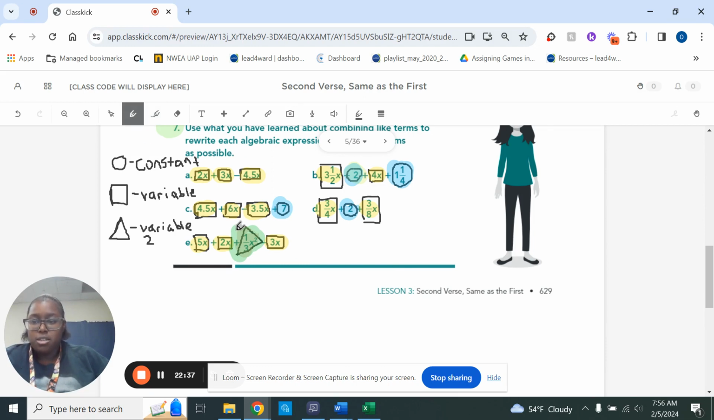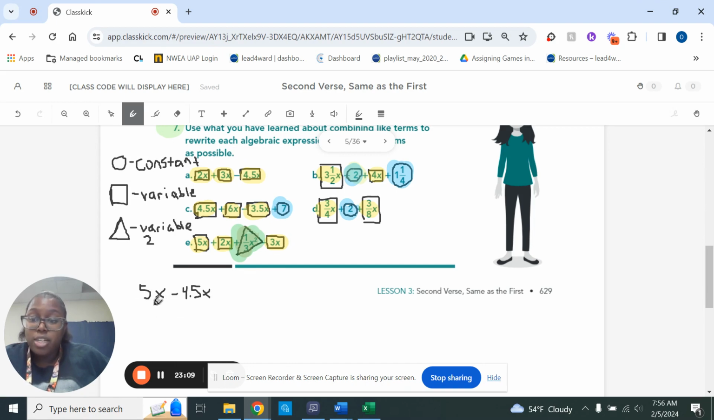So now you have to take into consideration the operations that are happening, now that we know what our like terms look like. So let's look at A. If I look down, that means I'm looking at my paper because I'm going to be scrolling down and then putting my answers back here. So here we have 2x plus 3x. So 2 plus 3 is 5. So we have 5x minus 4.5x.